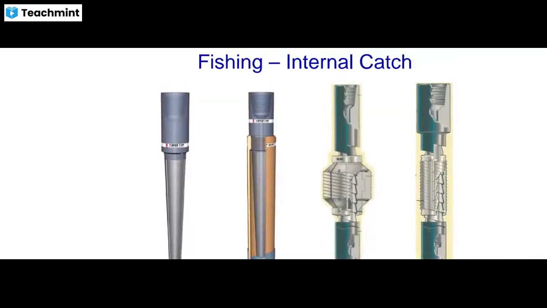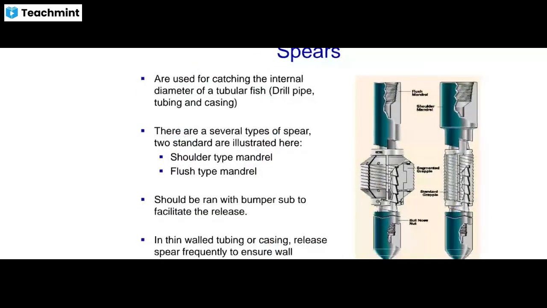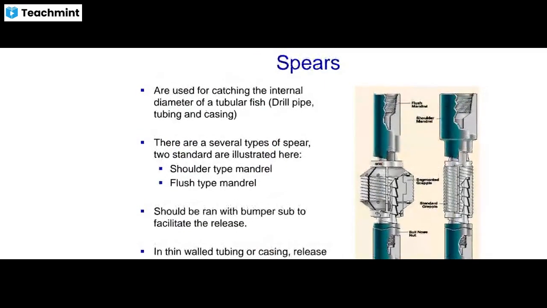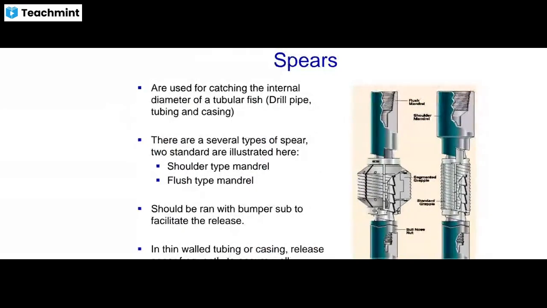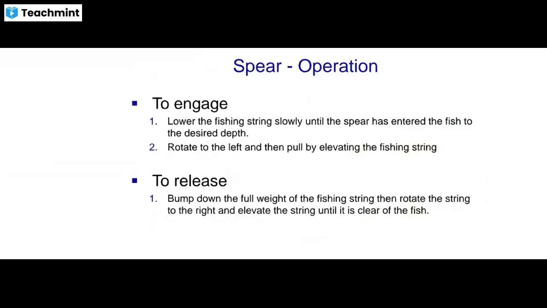and this is your fishing internal catches. This is your spear, used for catching the internal diameter of a tubular fish. There are several types: shoulder type, flush type mandrels. This is spear operation. To engage, lower the fishing string slowly until the spear has entered the fish to the desired depth. To release, bump down, the full weight of the fishing string should be rotated to the right, and elevate the string until it is clear of the fish.